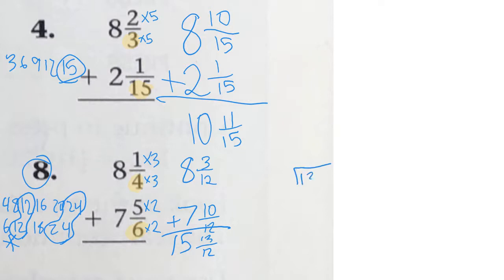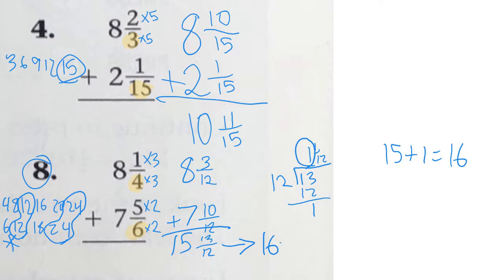So the number on top can divide by the denominator. 12 can go into 13 with 1 left over. The whole number 1 gets added to the original whole number of 15. So we're going to get the whole number 16. And the fraction of 1/12 left over. So now we have it in lowest terms.